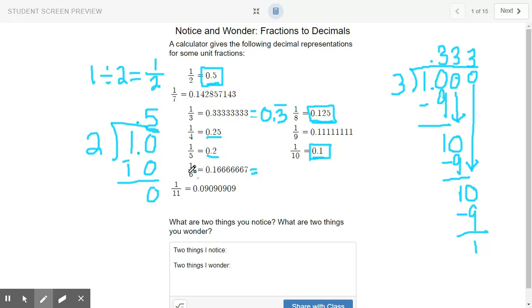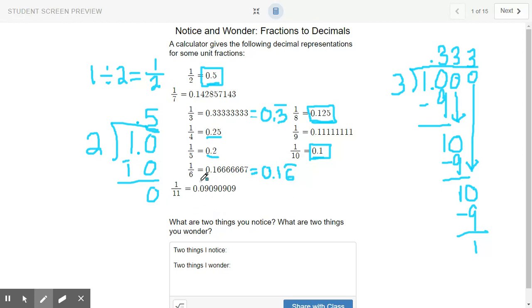The way a mathematician writes 1/6 as a decimal is 0 point, whoopsies, 1 repeating 6. Notice my repeating part only goes over the 6, because does this 1 repeat ever? No, it doesn't. So it's just over the 6. Okay?